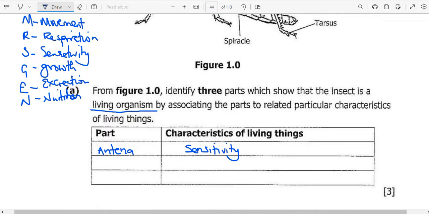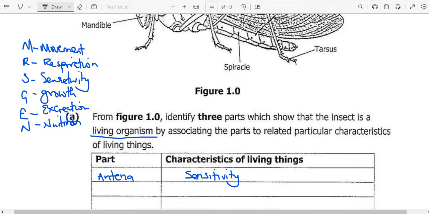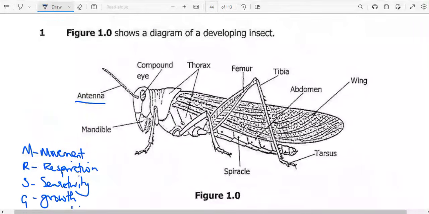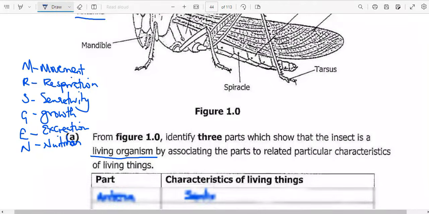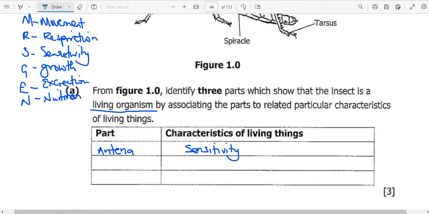Okay, so let us look at the second one. When we look at the second one, we have the wing. What is the function of these wings? The function of the wings is that they help the insect to move. So we've identified the second one, which is the part wing, and the characteristic for wing is movement.